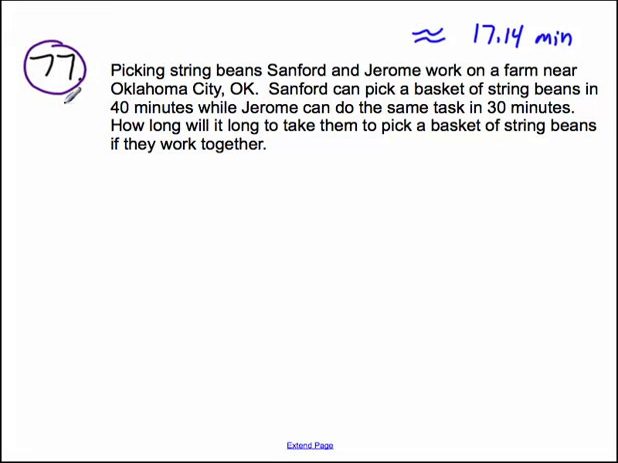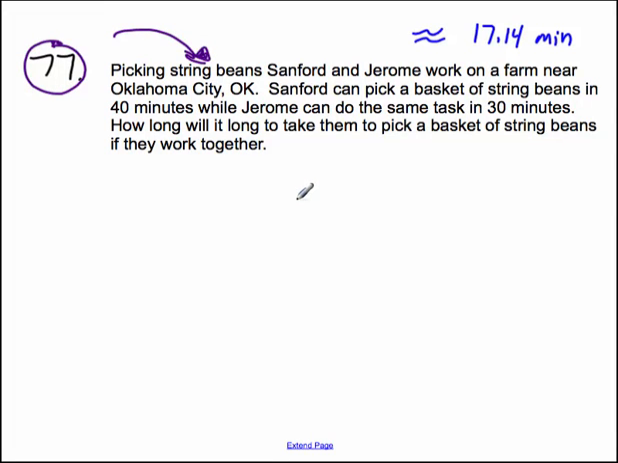Picking string beans, Sanford and Jerome work on a farm. Okay, so this is how you can pay me back: by getting a good grade on this test. Study these things, okay? Picking string beans, Sanford and Jerome work on a farm near Oklahoma. Or, if you don't get a good grade on this test, you're going to end up picking string beans for a living, okay? There we go. I'm so clever. They work on a farm near Oklahoma City, Oklahoma.